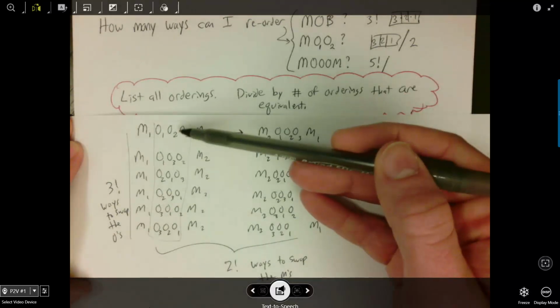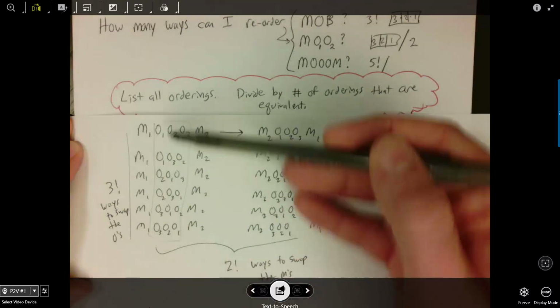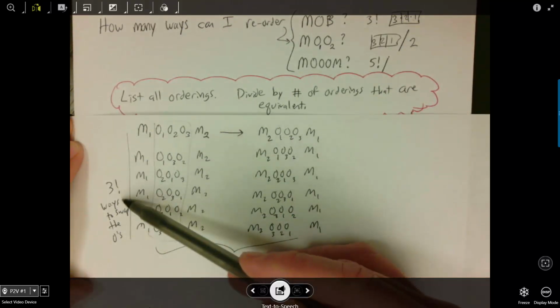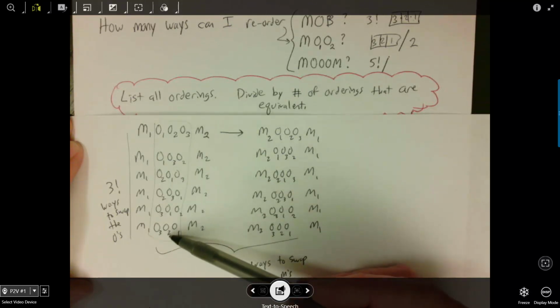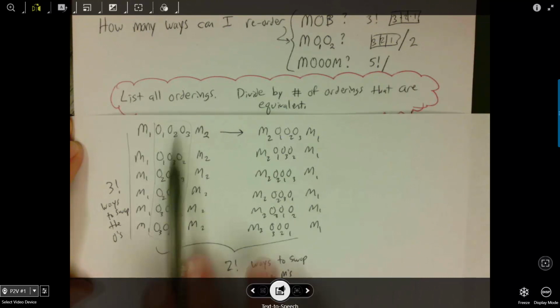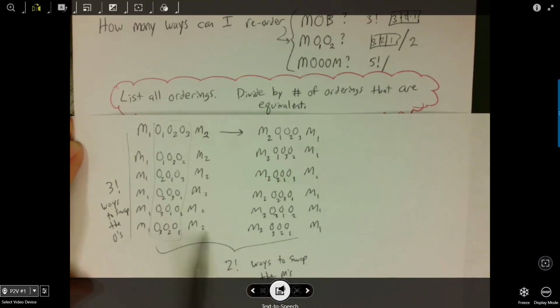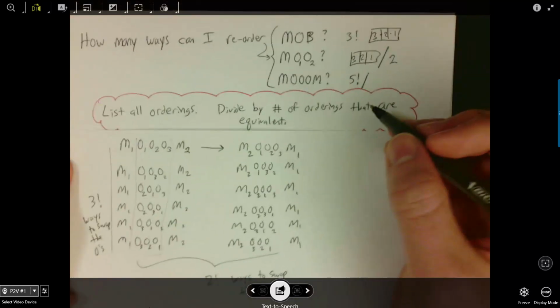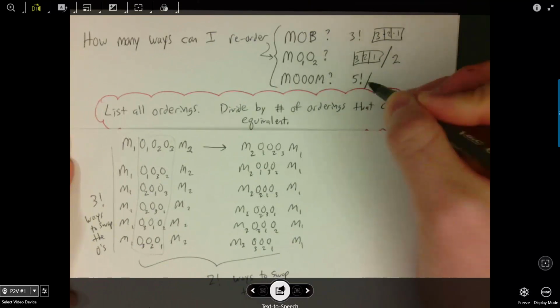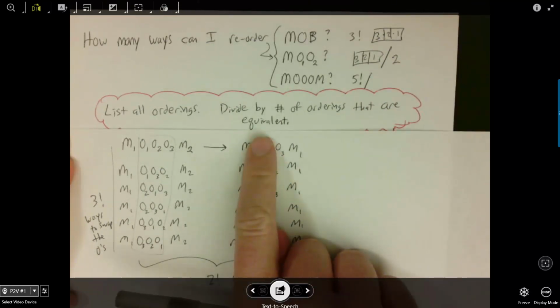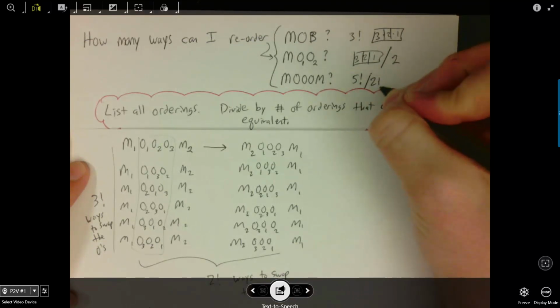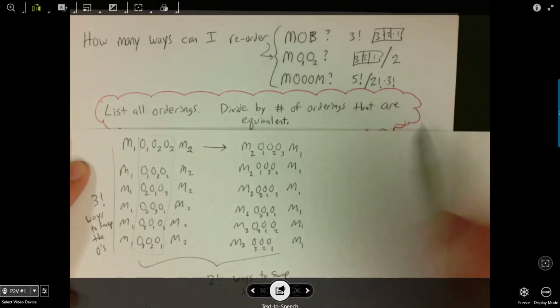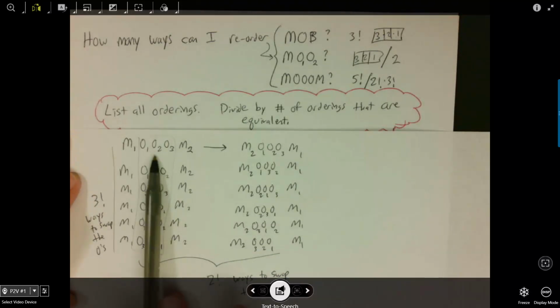So if you're just looking and you want to know how many examples in this column are the same, it's 3 factorial, because there's 3 factorial ways of reordering the O's. If you want to know how many different lists of this length can I create, there's 2 factorial of them, because there's 2 factorial ways of swapping the M's. So bringing it on back, I'm listing all the ways of reordering, but I'm dividing by the number of orderings that are equivalent. And in this case, there are 2 factorial times 3 factorial orderings that are equivalent. Because I could choose to do these reorderings in any combination. They're kind of independent choices.